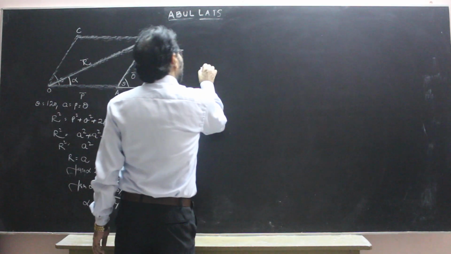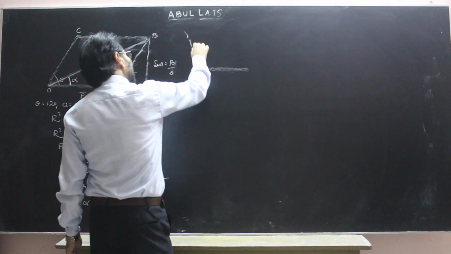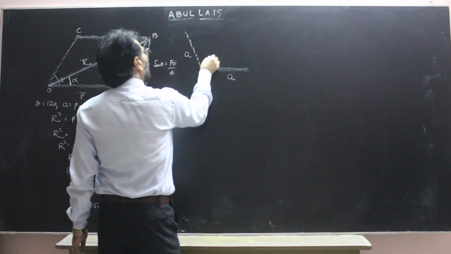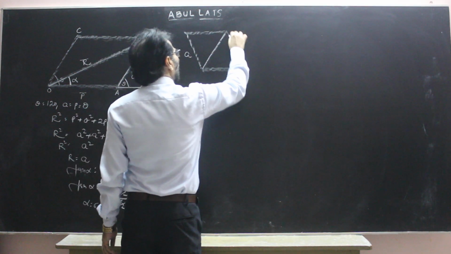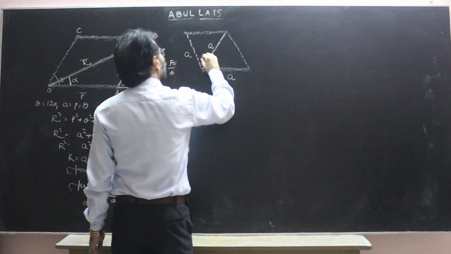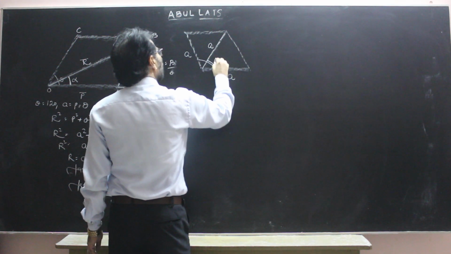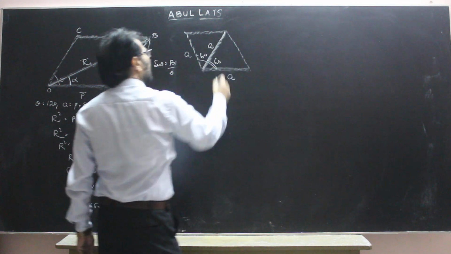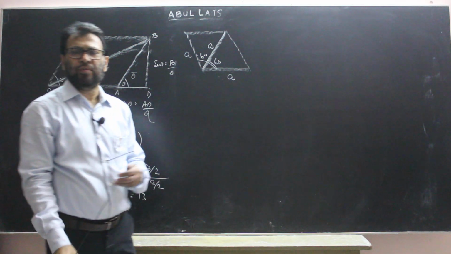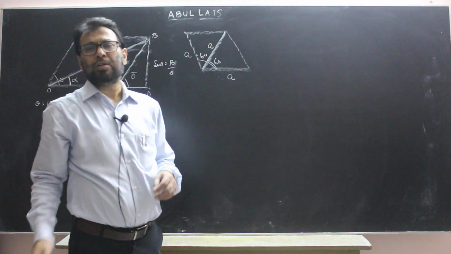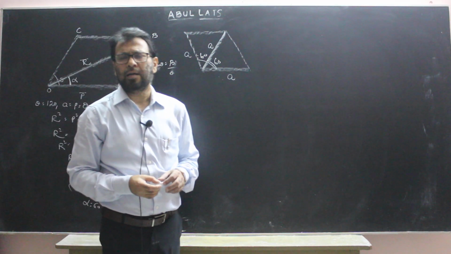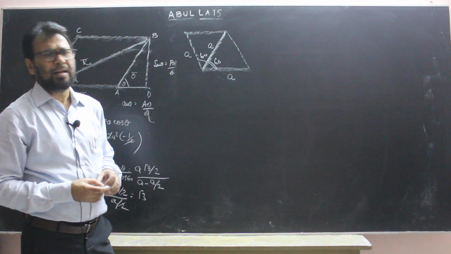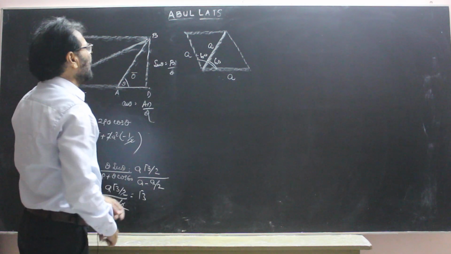Geometrically it can be written as: this is A and this is A, and of course the resultant is also A, and the resultant makes an angle of 60 degrees. It is equally inclined to both the vectors. So if two equal vectors are added at 120 degrees, the resultant is also equal to one of the vectors and it is equally inclined to the vectors.